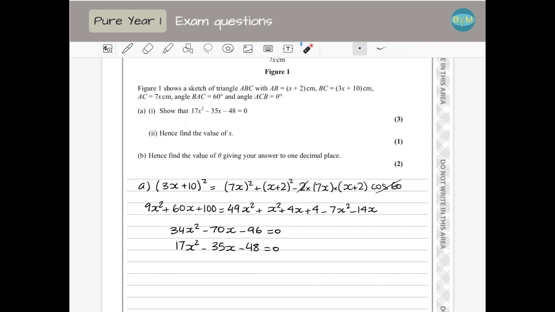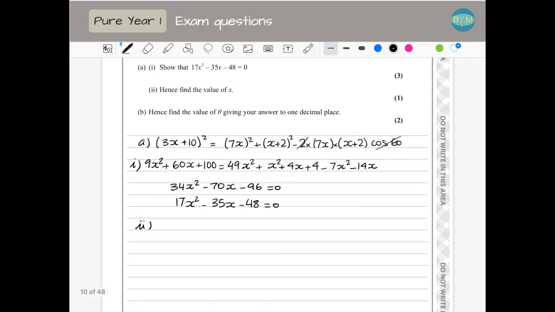Then hence find the value of x. So we just need to solve that quadratic equation. We can factorize, and then we have x minus 3 is 17. I'm not going to do it because it takes a while and you know how to do this. And then we get two values, x is 3 or x is minus 16 over 17. X is a length, so it cannot be negative. So this one is not giving me any solution. My value is going to be this one, x equal 3.